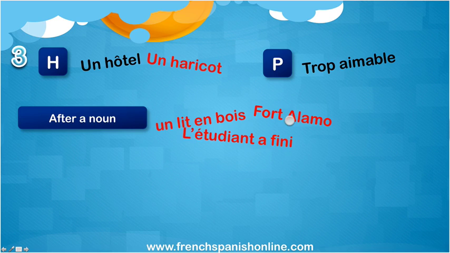With the verb, it's the same thing. L'étudiant a fini. There is a T here, but no liaison. L'étudiant a fini. And for plural, the same thing. Les étudiants ont fini. There is an S, but no liaison.